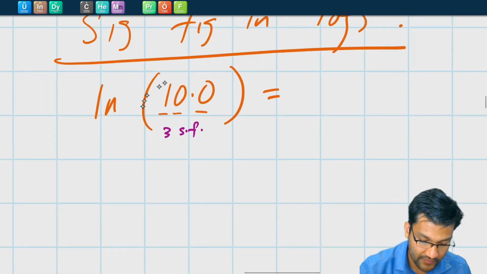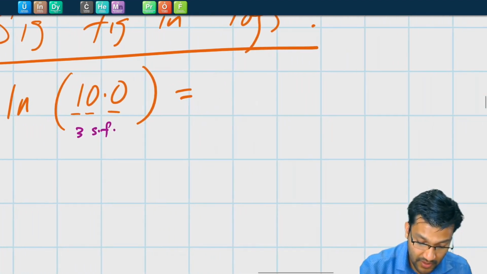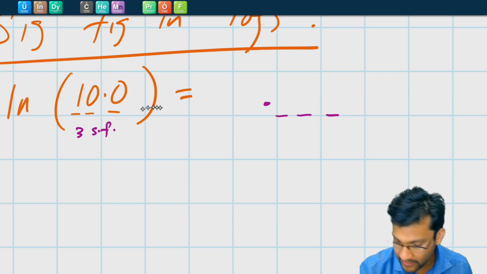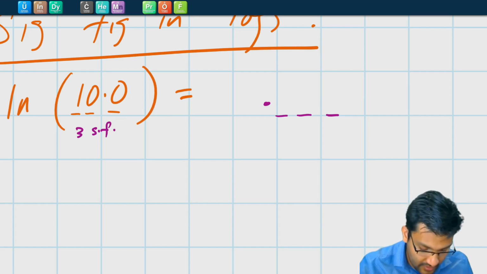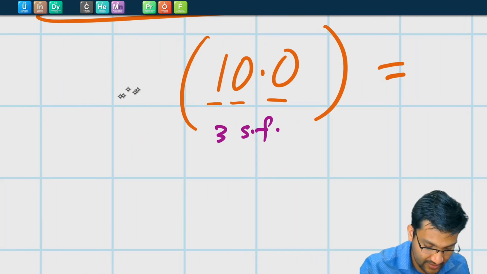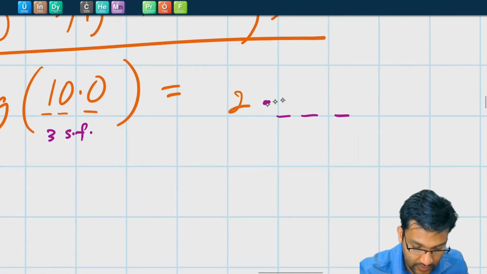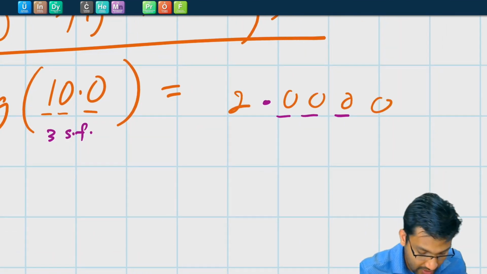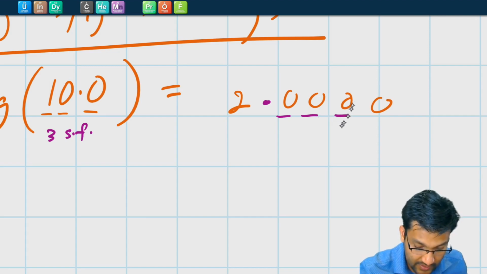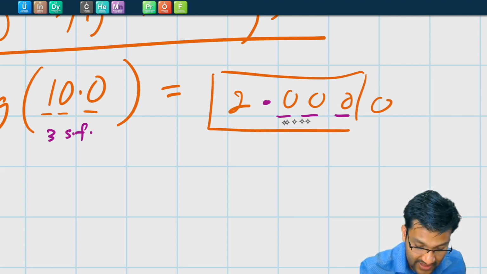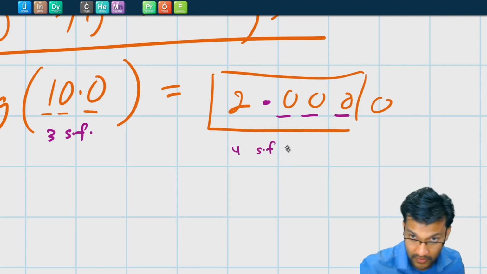When you take the natural log of a number, that number of sig figs becomes the number of sig figs in the decimal place of your answer. So if I take the natural log of 10.0, you know what? I'm going to take log base 10 because I know how to do that one in my head. Log base 10 of 10.0 is basically 2.0000, right? But we have 3 sig figs here, so we need 3 sig figs in the decimal place. So that would be our answer. So while it's 3 sig figs in the decimal place, it becomes 4 sig figs overall.